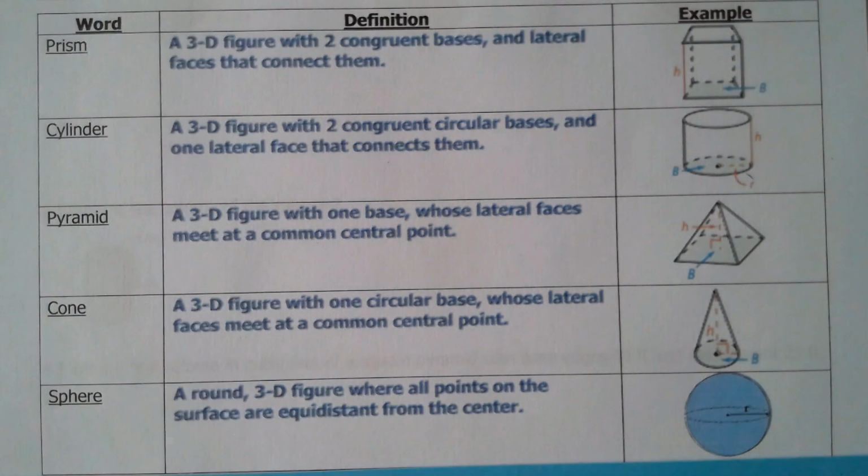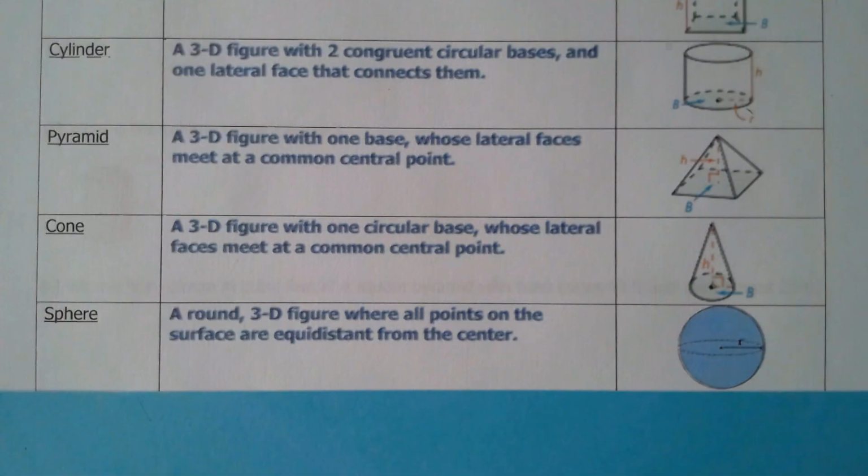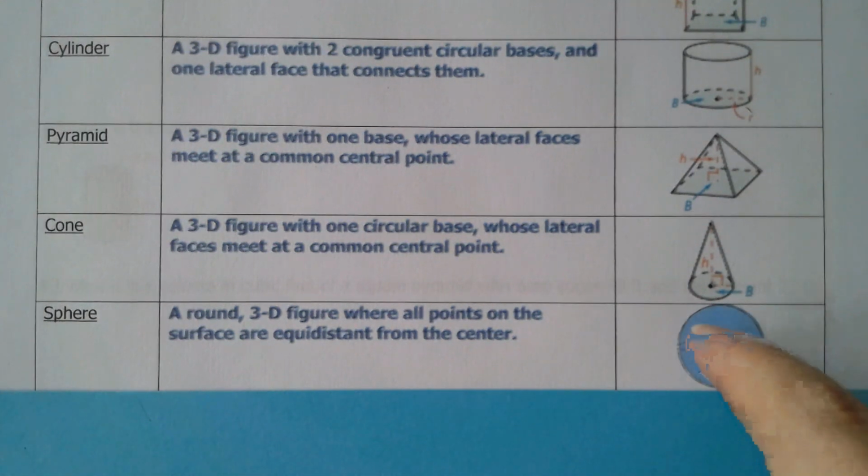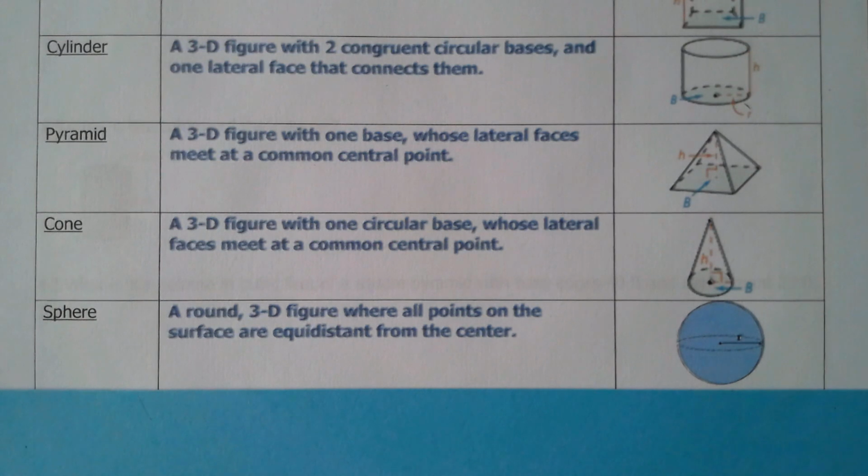Last but not least, our last 3D image we're going to talk about is a sphere. A sphere is that ball-like object. It's round, 3D, and all the points on the surface are equidistant from the center. So what that means is that if I were to put my finger on any point on the sphere, it would be equidistant to the very center of that sphere.